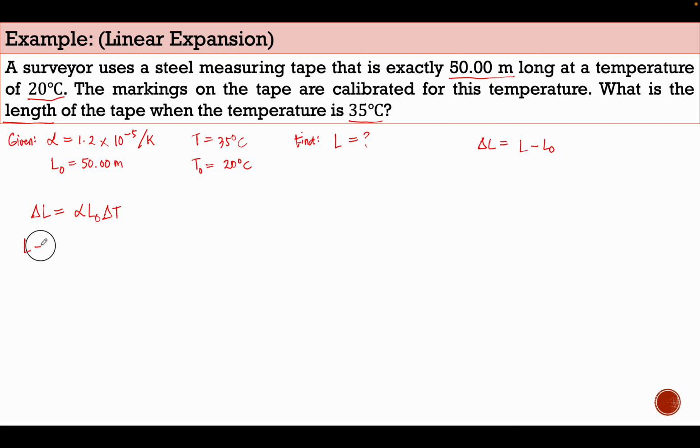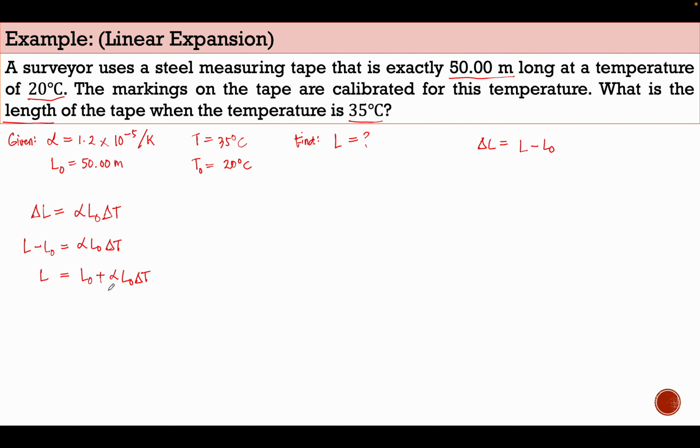We have final length minus initial length is equal to alpha times L sub O times delta T. So we need to transpose minus L sub O to the right side of the equation so that we can solve for L. So we have L is equal to L sub O plus alpha times L sub O times delta T.